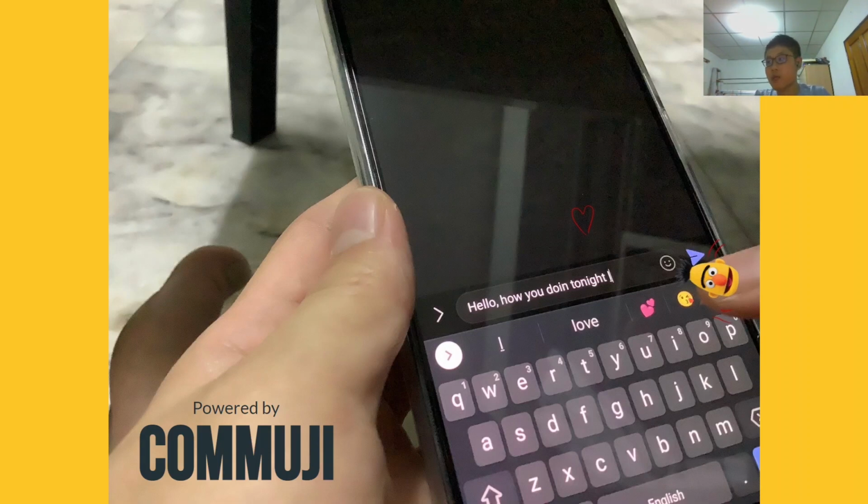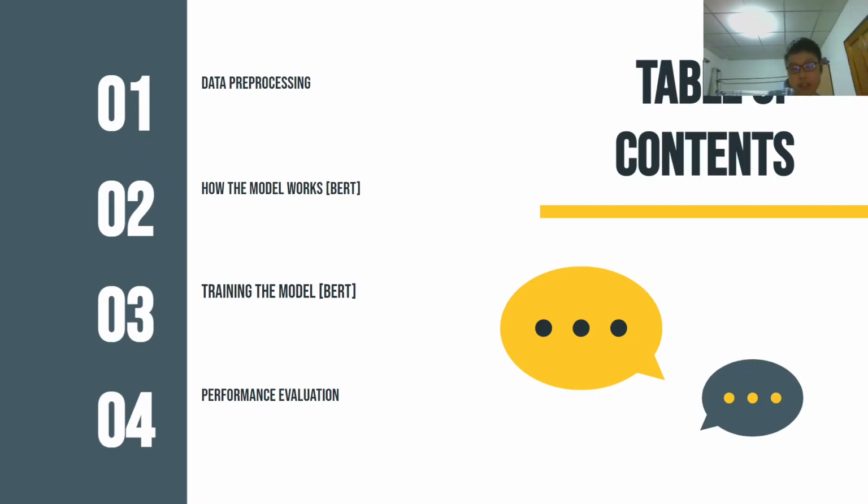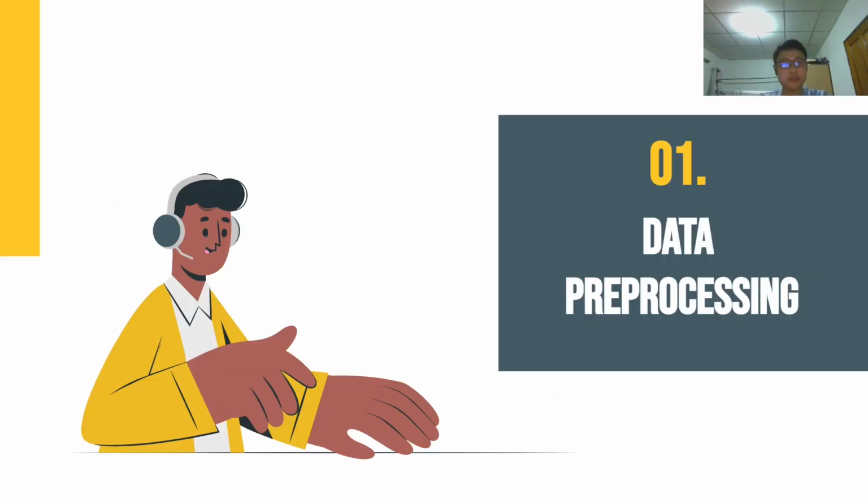So what we decided to do is find an emoji for you. We will suggest an emoji for the right message. Here is how we will present: first, I will tell you what data we will use to train our BERT model, next how the BERT model works, then how we use the data to train the model, and finally we will evaluate our model.